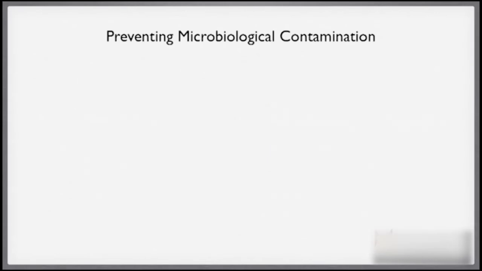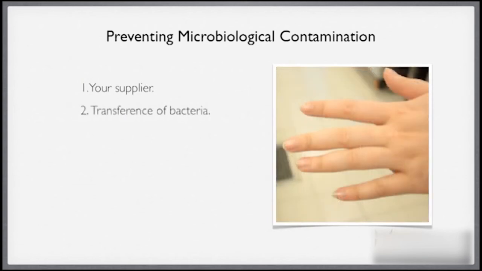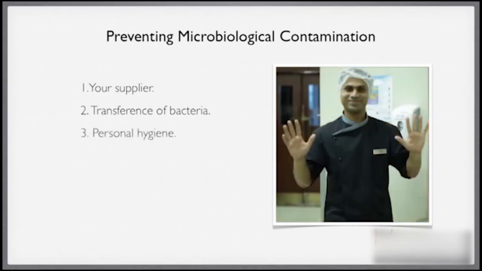Let's see how many you could remember. Number 1. Your supplier needs to maintain hygienic standards so that the food is uncontaminated when you receive it. Number 2. In everything you do, the transference of bacteria from one area to another must be avoided. Number 3. Your personal hygiene must be perfect.